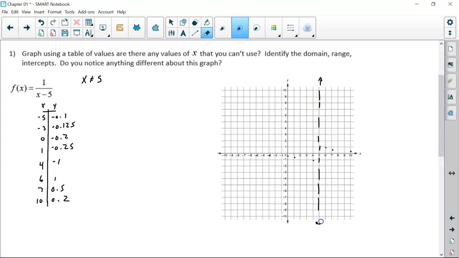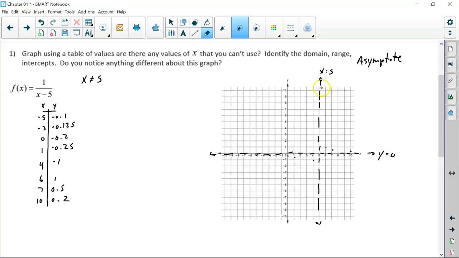We call this an asymptote. An asymptote is a line that we get close to but never touch or intersect. So not only do we have an asymptote there at x equals 5, but also we'll never get an output of 0. If you look at your table, you never get to an output of 0. So we have another asymptote, a horizontal one, at y equals 0.